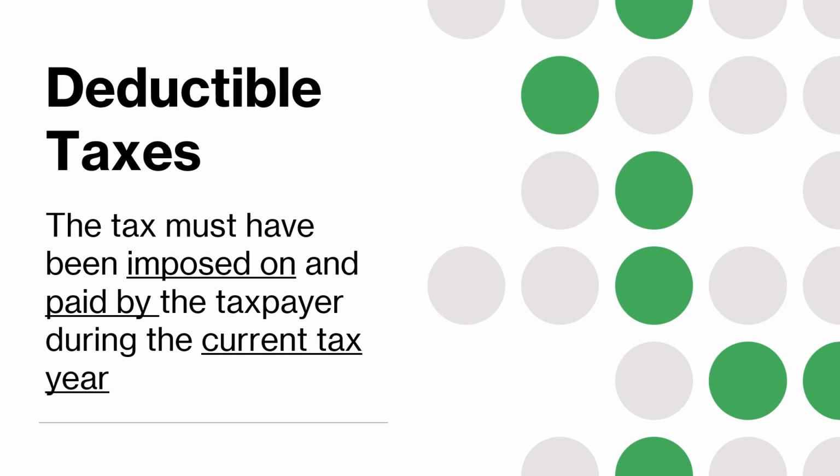So now we can start talking about our second section of the Schedule A for deductible taxes. And for taxes to be deductible, the first overarching concept that we have to start out with is that the tax has to have been imposed on and paid by the taxpayer during the tax year that we're looking at. So they can't be deducting taxes that they're paying ahead, and they can't be deducting taxes that they aren't required to pay.